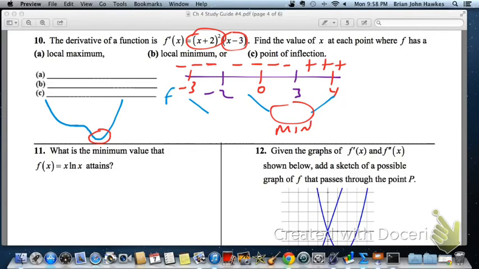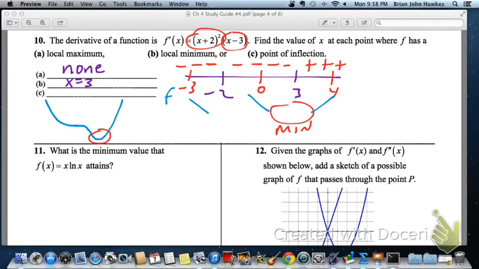Our local maximum then, if we're going to fill in our blanks here, is none. We have no local maximum. And then we do have a local minimum at the x value of 3, at x equals 3, because that's all it was asking. It's asking for the x value, or the x coordinate, of where we had our mins and our max values.